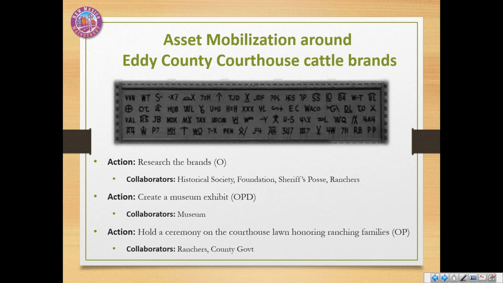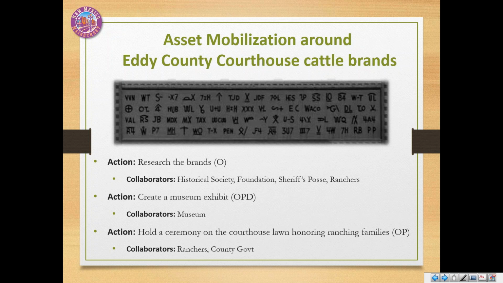And as we know, that is a huge part of our organization point, building those partnerships and collaborations. So essentially, it's involved in every single action you'll be taking in this approach. The second action is creating a museum exhibit featuring these cattle brands and the histories associated with them. And our main collaborator for that would be the museum.